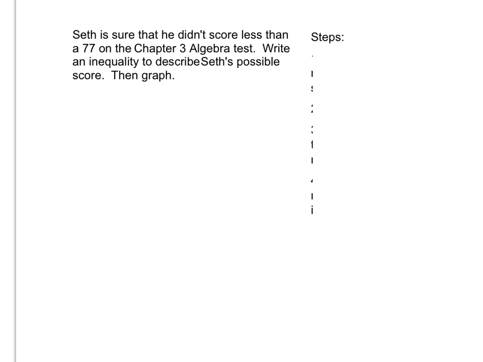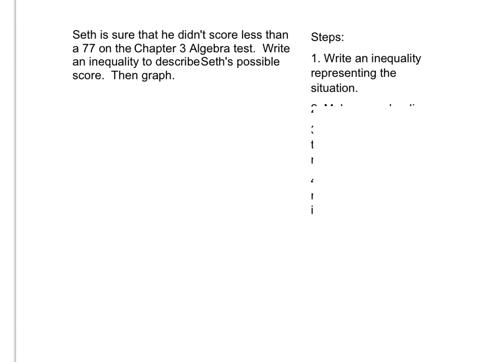Okay, here's a word problem. Seth is sure that he didn't score less than a 77 on the Chapter 3 algebra test. Write an inequality to describe Seth's possible score, then graph. Okay? So, step 1 is to write an inequality representing the situation.